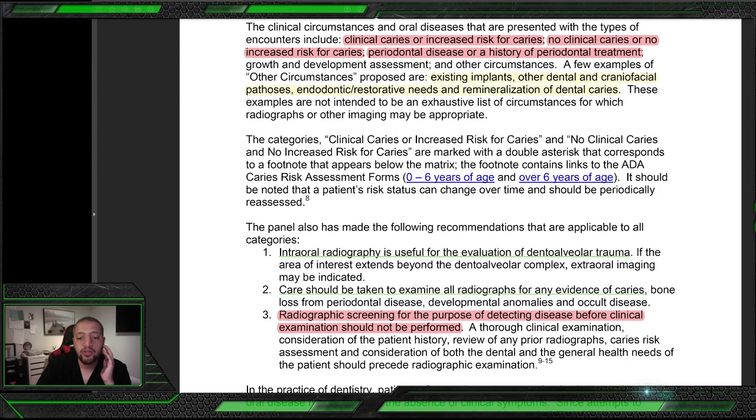Intraoral radiograph is useful for evaluation of dental and other traumas. So now he's giving you more scenarios. So you're saying, okay, this means we take X-ray only if we have a new patient or recall patient? No, he's giving you more options. Take X-ray, like after trauma, you may need it. Caries: a radiograph should be taken to examine for any evidence of caries. This is important because these are ethics questions.